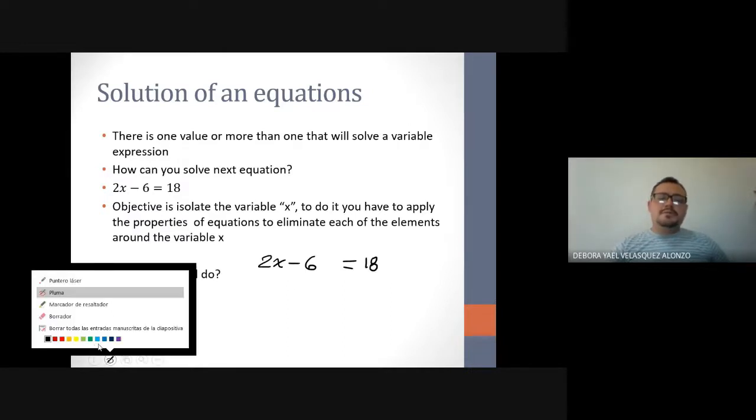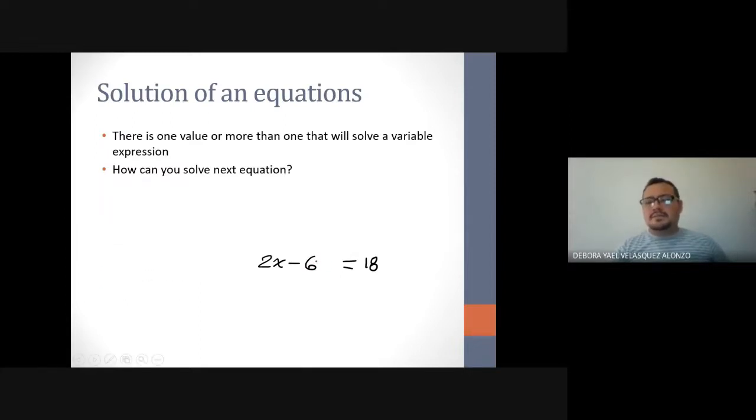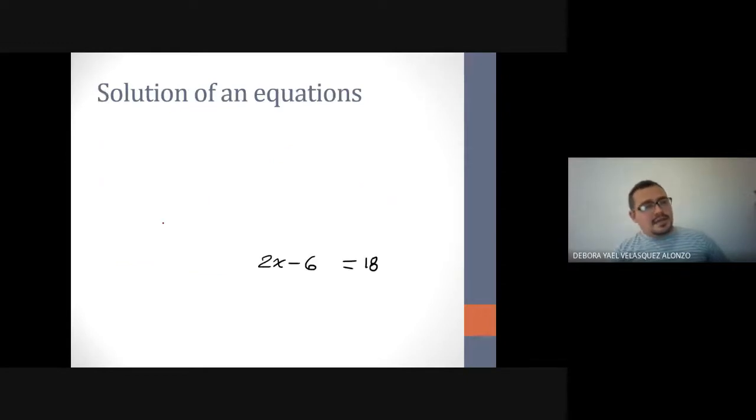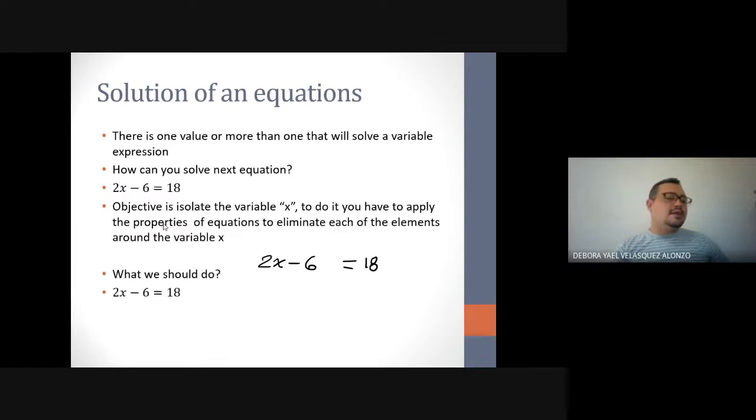If I'm looking for the way to isolate the variable x, I'm gonna try to eliminate those things around it. For example, the 6. How can I eliminate the 6? Here's a little example. For example, I eliminate the 3. The 3 was adding, so then I subtract 3. I do the opposite. In this case, the 6 is subtracting, so what can I do?